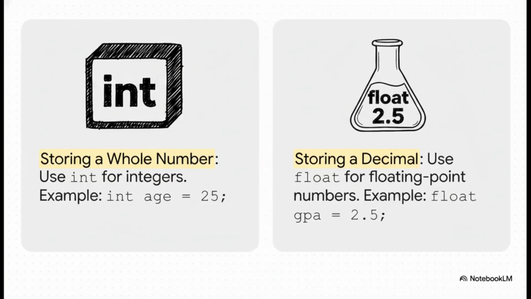Here's a super simple comparison. To store a whole number, like someone's age, you'd use the int data type, which is short for integer. But for numbers with a decimal point, like GPA, you'd use float. It's all about telling the compiler what kind of data to expect so it can handle it properly.